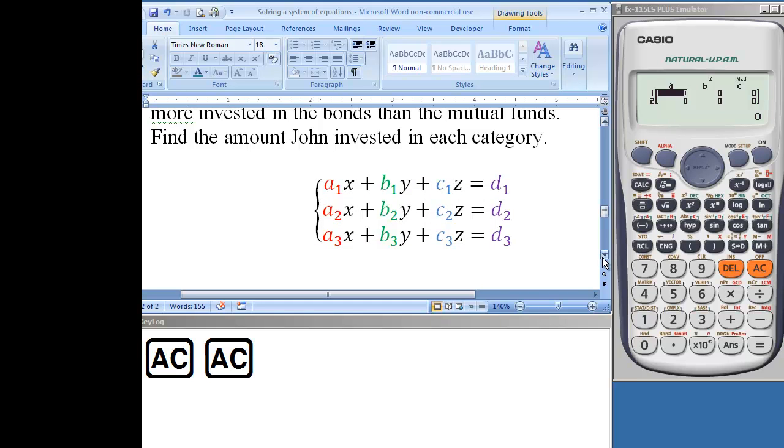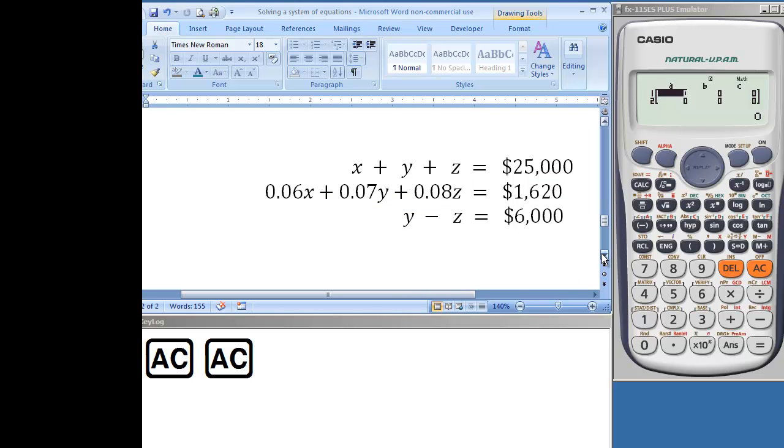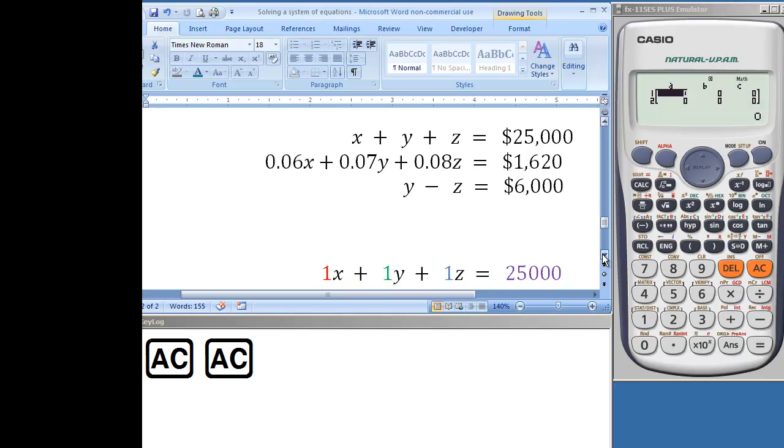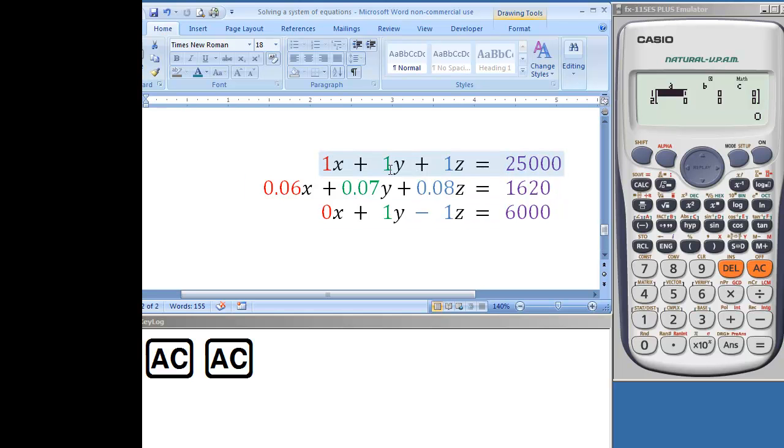So when we translate that word problem into a system, it looks like this. I won't go into how it was translated, but this is the translation. So I just rewrote it so that we can identify our coefficients and just took the dollar signs off of these numbers. Once it's set up this way so that all of our x's are lined up, all of our y's are lined up, all of our z's are lined up, then the equal sign, and then our constant terms, we're ready to go over to the Casio.